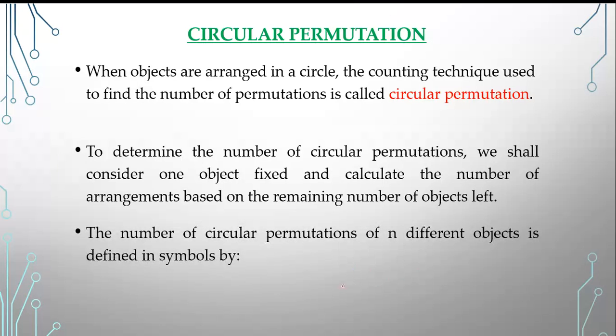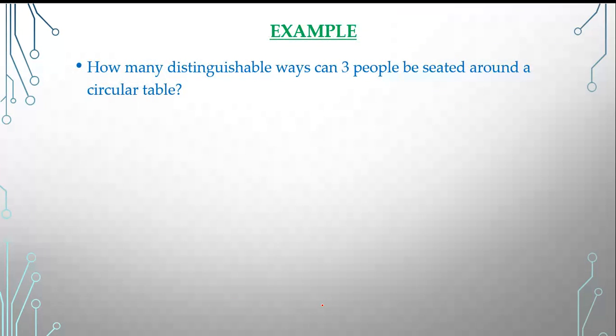Now the number of circular permutations of n different objects is determined. How can we calculate this? This is the permutation (n minus 1) factorial, right? So how many objects do we have? That base is (n minus 1) factorial. Now let's take an example for this.